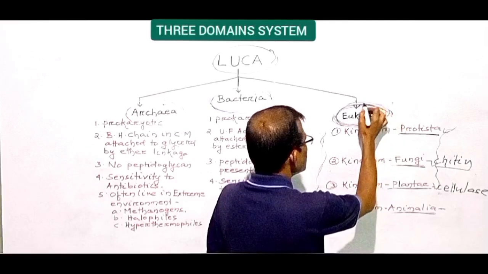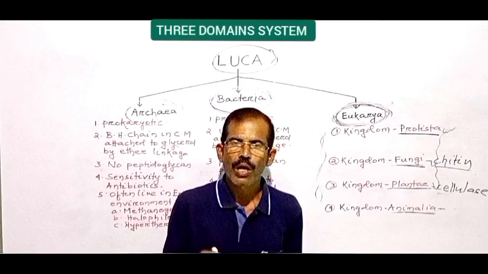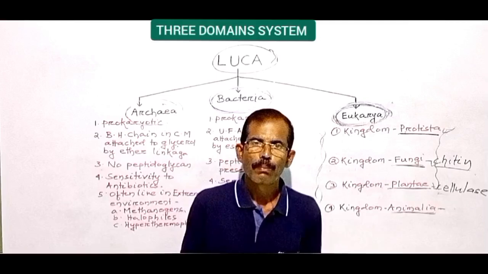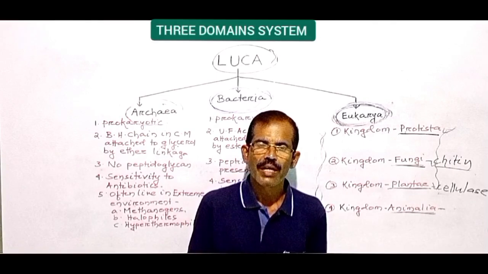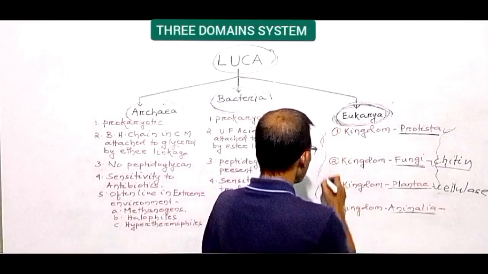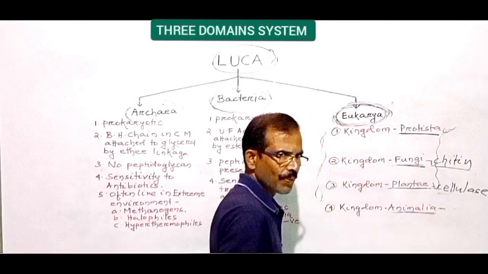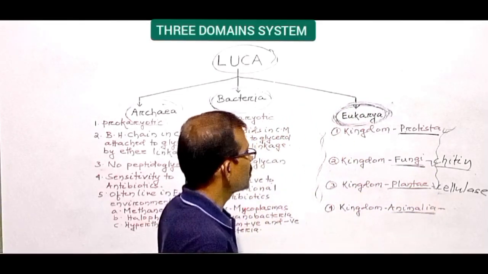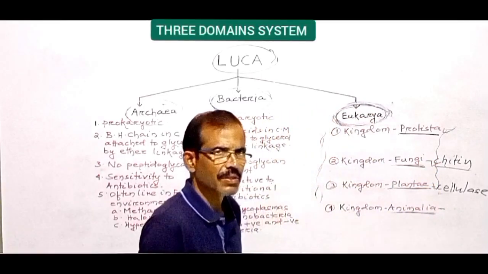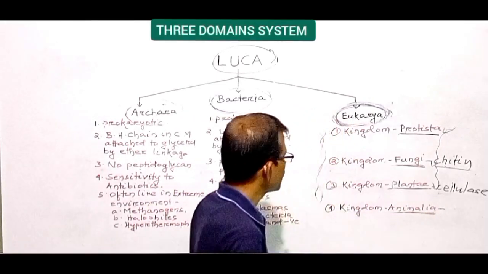Next domain is Eukarya. This domain includes all types of eukaryotic organisms. Eukaryotic cells are characterized by the presence of a true nucleus and other membrane-bound organelles. This domain is divided into four kingdoms such as Protista, fungi, plantae and animalia. Out of four, the organisms belonging to the kingdoms Protista, fungi and plantae contain cell wall. In case of animalia, cell wall is absent.